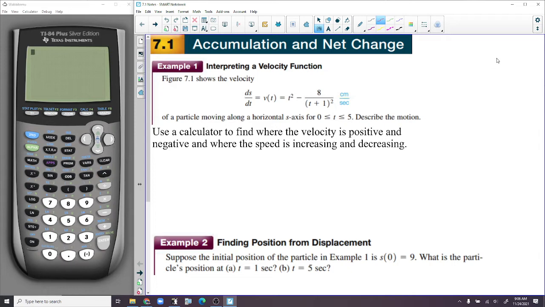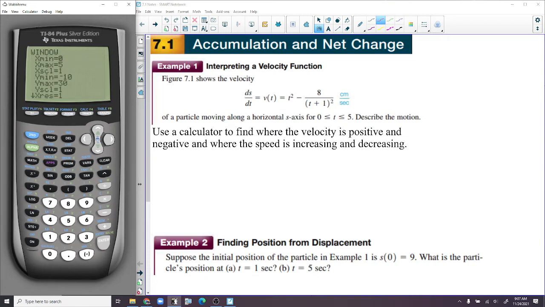It says use a calculator to find where the velocity is positive and negative and where the speed is increasing and decreasing. And they give us the velocity. So we go to y1, we'll use a calculator for this. T squared, or in this case x squared, minus 8 divided by t plus 1 squared. Yeah, that looks right. And the window that we're going to use is 0 to 5.